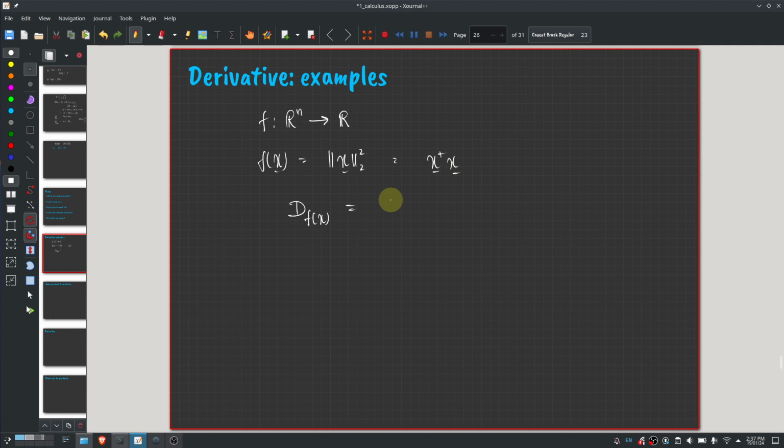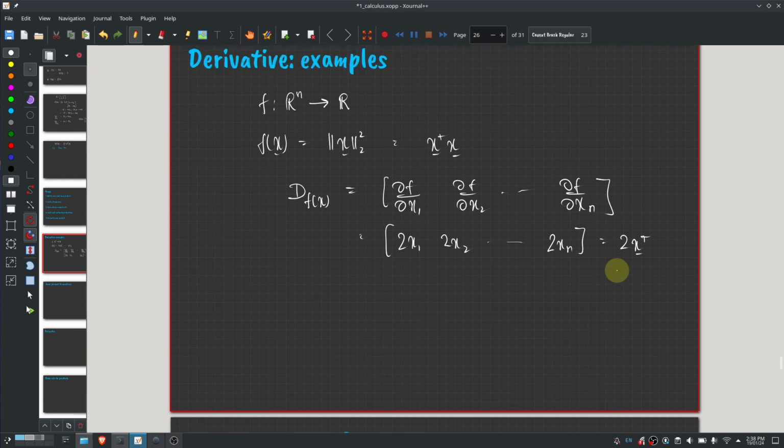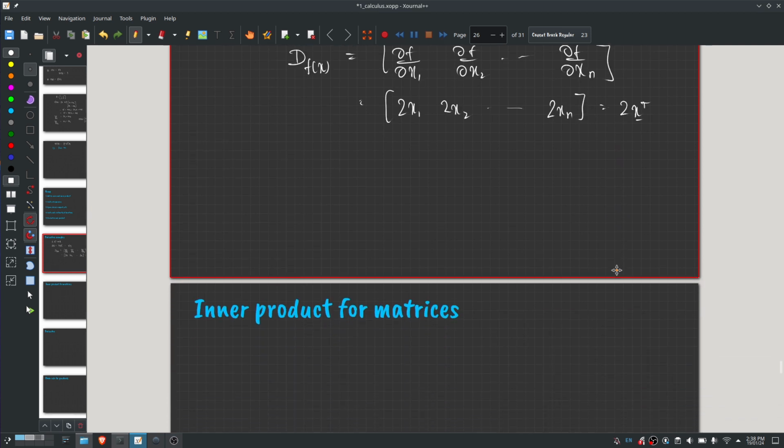In the previous class, we studied the derivative of x transpose Ax for any matrix A, of which this is a special case. But even otherwise, this is also equal to the Jacobian. So it is equal to dou f by dou x1, dou f by dou x2, and so on, dou f by dou xn, and that just turns out to be 2x1, 2x2, 2xn, which is just 2 times x transpose. So this is a simple example. Now let's look at a more complicated example.